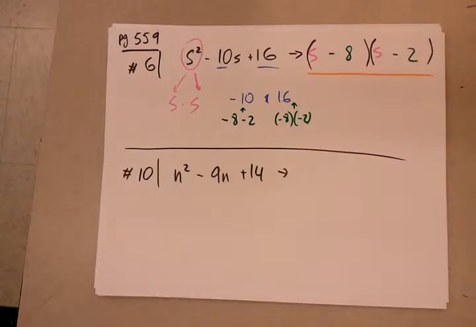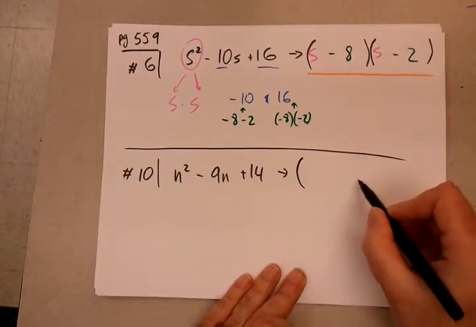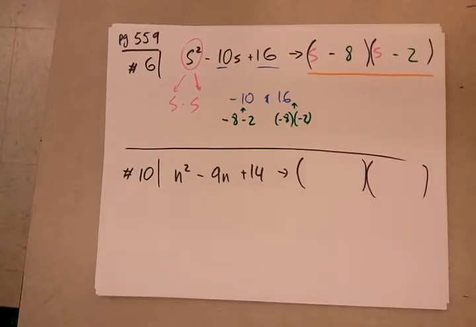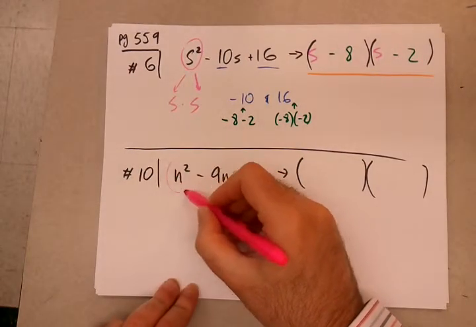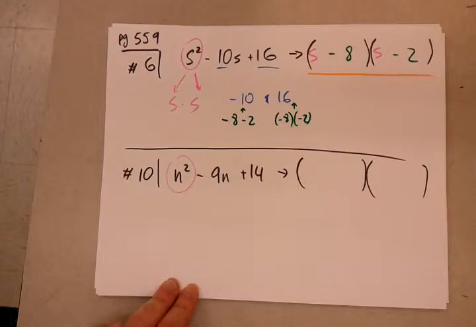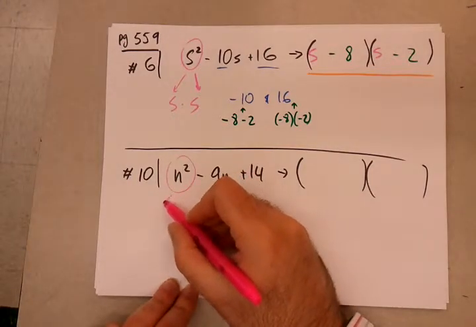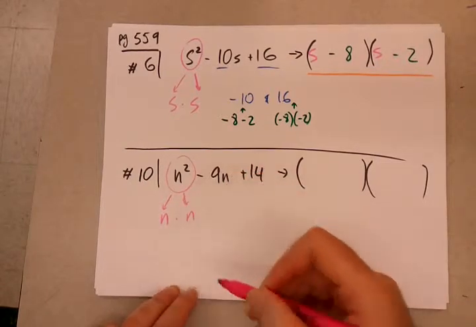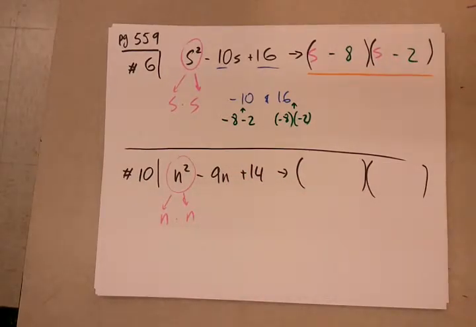The number 10 is n squared minus 9n plus 14, pretty similar to what number 6 was, and just like before, you start with a pair of parentheses. And then you look at your first term. In this case, the first term is an n squared. And you figure out what two numbers, when multiplied against each other, will yield an n squared. More than likely, it's n times n. I say more than likely because you could technically get 1 times n squared, but we're not going to worry about that right now. We're going to take the easiest route.